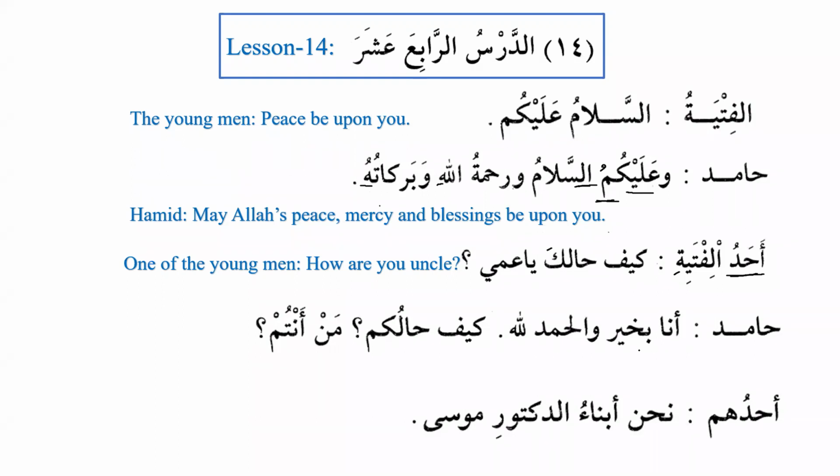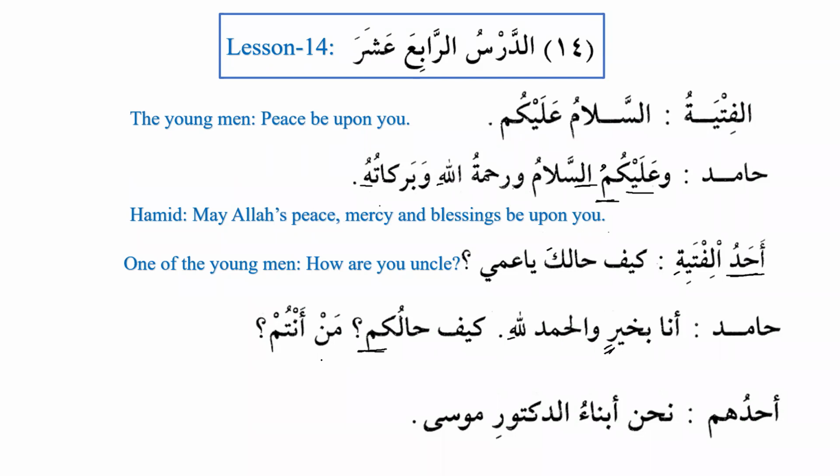Hamid says, ana bi khairin walhamdulillahi. So Hamid says, I'm fine, and praise be to Allah. Kaifa halukum. Now we can see that kum is used for the second person, al-mukhatab, and for the plural. Kaifa halukum, how are you all?